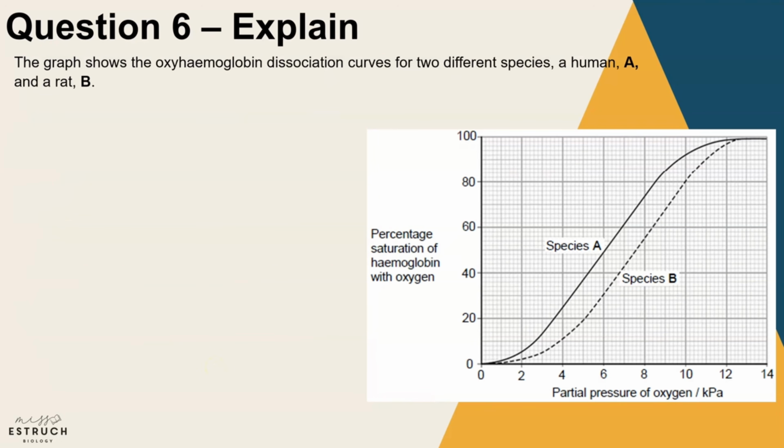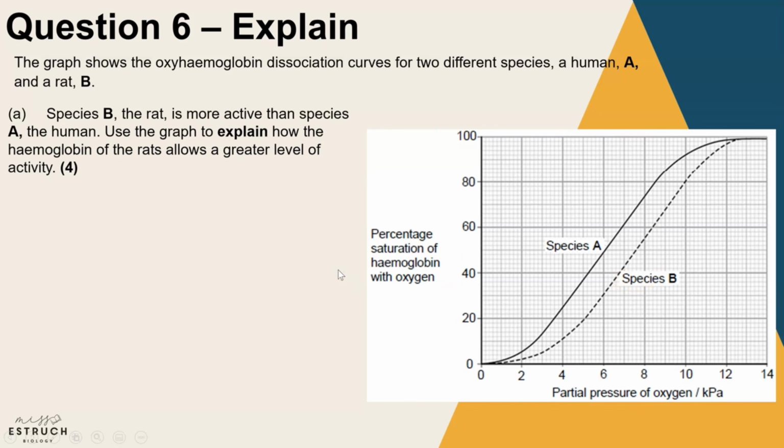So final question is an explain one. The graph shows the oxyhemoglobin dissociation curves for two different species, a human, which is species A, and a rat, which is species B. Now species B, which is the rat, is more active than species A, the human. And you have to use the graph to explain how the hemoglobin of the rats allows a greater level of activity. So this is applying your knowledge of what you know about more active animals and how their hemoglobin would differ, and use evidence from the graph to support that.